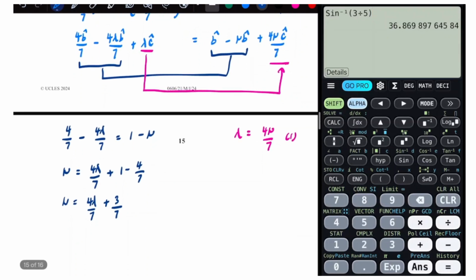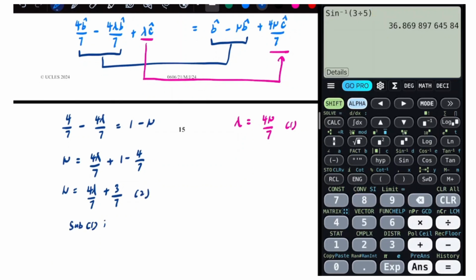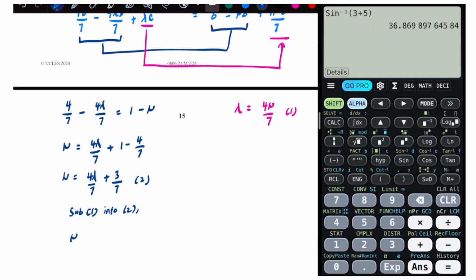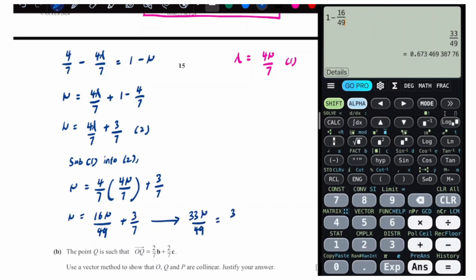Now, we just have to do simultaneous equations here. So just substitute 1 into 2. Then you'll get something new, which is 4 over 7 multiplied by 4 mu over 7 plus 3 over 7. So that's 16 over 49 plus 3 over 7. Then 1 minus 16 over 49. And can I change it to fractions? So that's going to be 33 mu over 49, which is equivalent to 3 over 7.